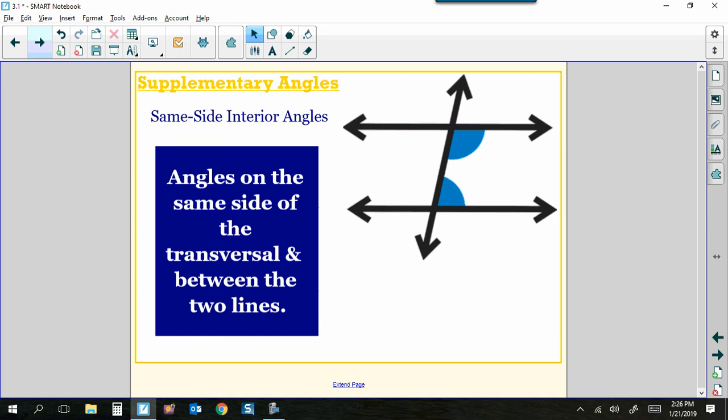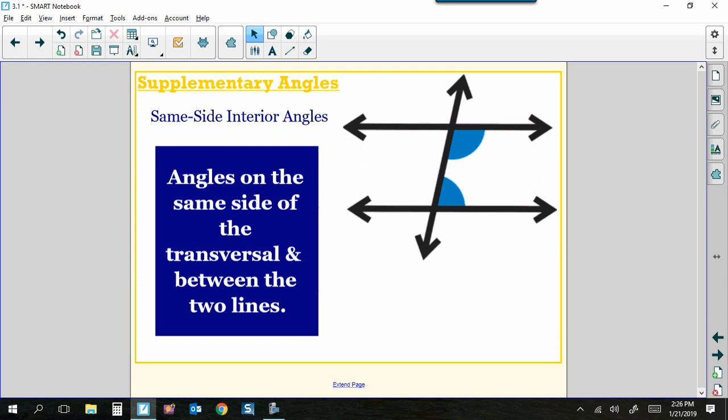So I went ahead and gave a small diagram, well mine's big, but you can draw a small one, of a pair of same side interior angles, because to be same side, they have to be angles on the same side of the transversal and have to be between the 2 lines. So you can see my example here. This one here and this one here are both on the right side of the transversal, and they are both between the pair of lines.